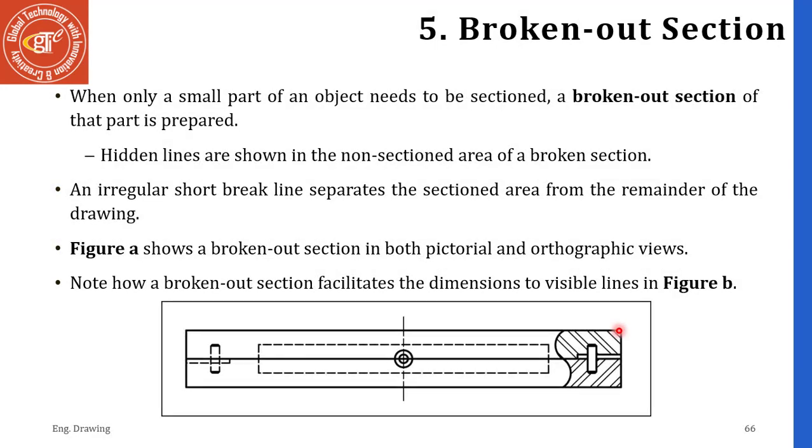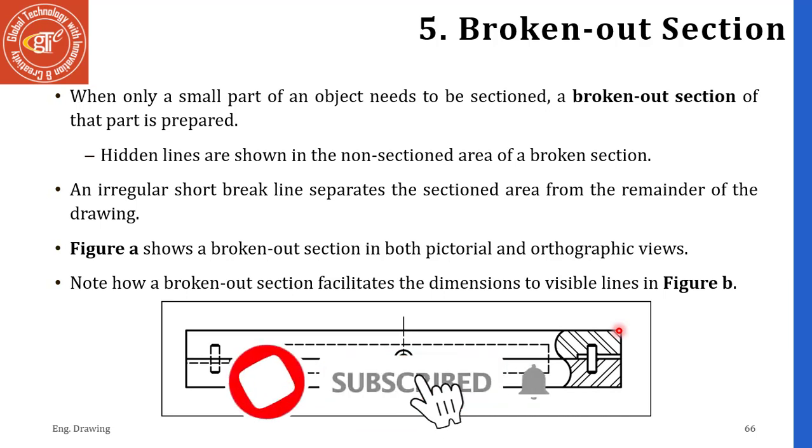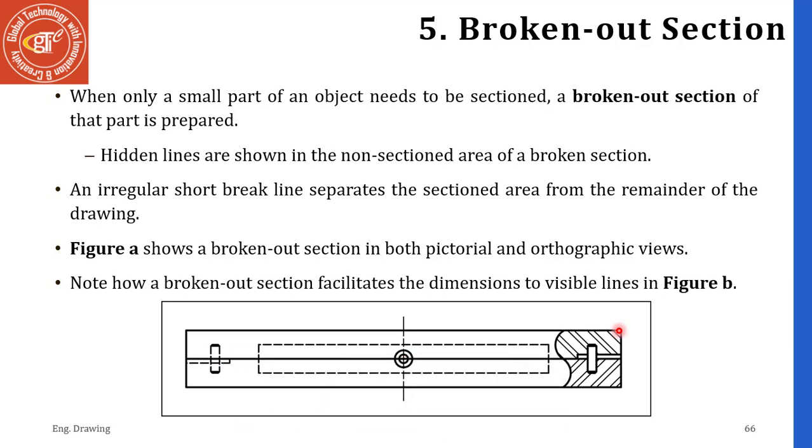Broken out section view. When only a small part of an object needs to be sectioned, a broken out section view of that part is prepared. Hidden lines are shown in the non-section area of a broken out section. An irregular short break line separates the section area from the remainder of the drawing.